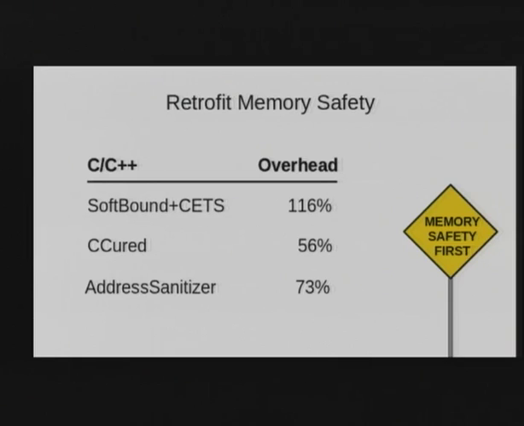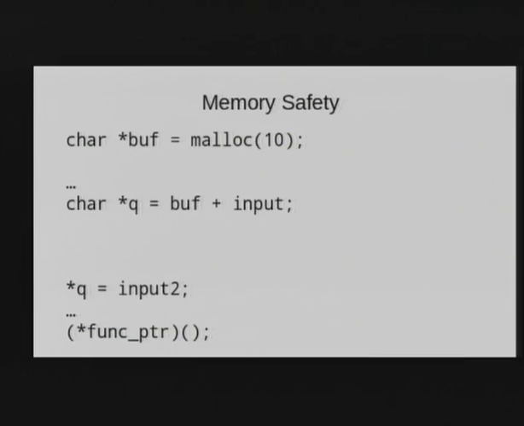But let's keep the idea of retrofitting memory safety around, and let's see how you would retrofit memory safety on top of these systems. So again, we look at a simple program, and it's basically the same program as before without the function pointer. So we first allocate that buffer and then manipulate a pointer to that buffer using some attacker-controlled input, and then assign a value to that pointer that the attacker has control of. So how can we protect these kinds of pointer accesses?